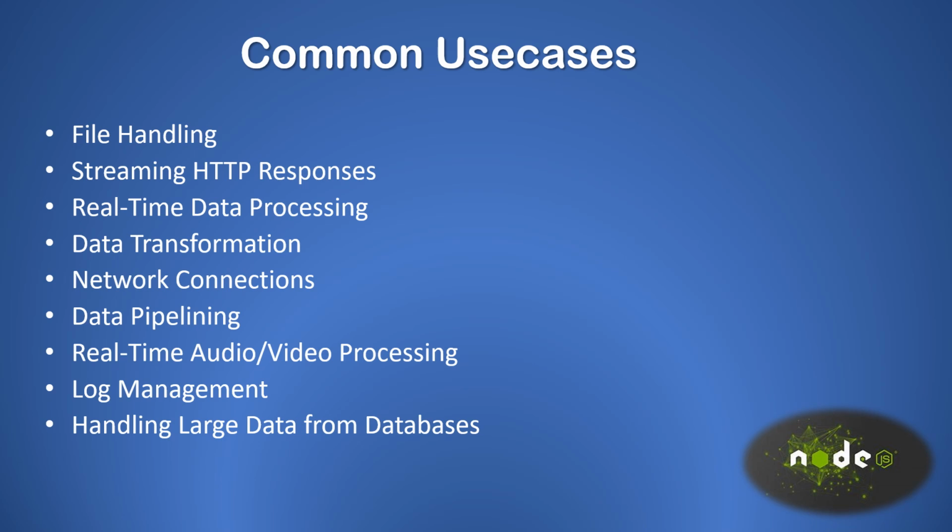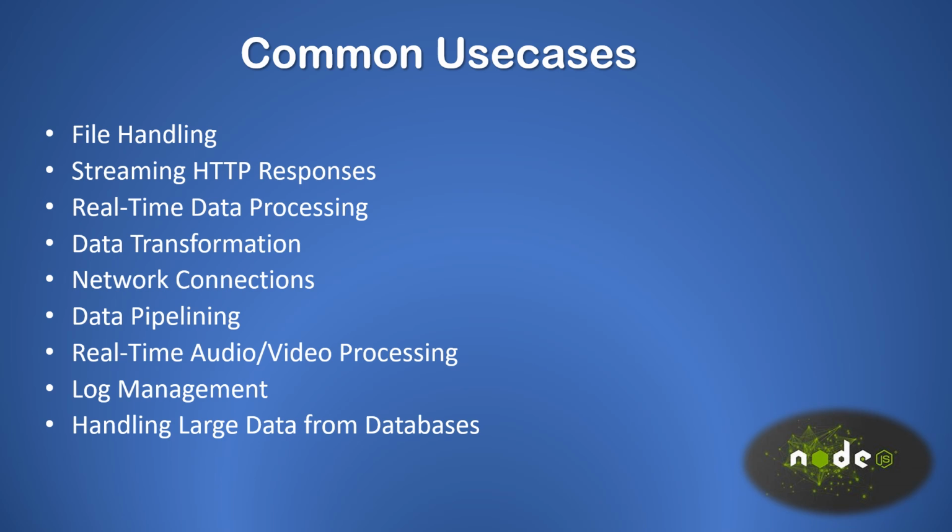That is another common use case where we'll use streams. Then network connections, like streaming data over TCP connections, such as for real-time messaging apps, WebSockets, or video and audio streaming, right? It's very helpful. Then data pipelining, piping multiple streams together, like reading from a file, compressing it, and then writing to another file in a single flow. So it's an efficient way to transfer data, right? That is why it is very helpful, and that is one of the common use cases which we have.